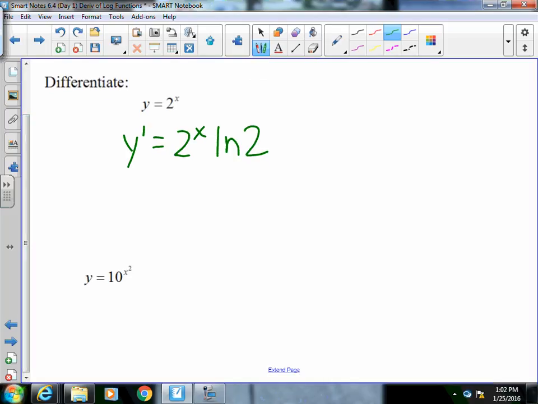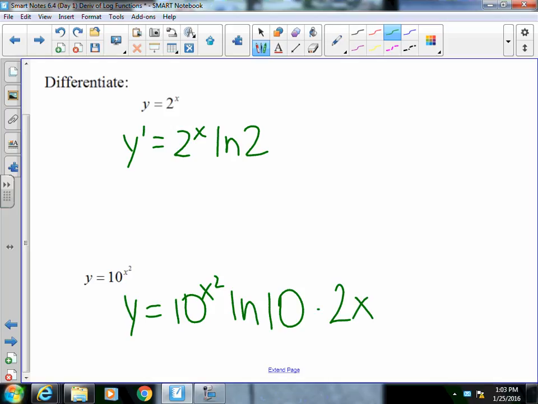So, the derivative of y equals 10 to the x squared is 10 to the x squared times the ln of 10 times 2x. And we should probably simplify that to be 2x times 10 to the x squared ln of 10.